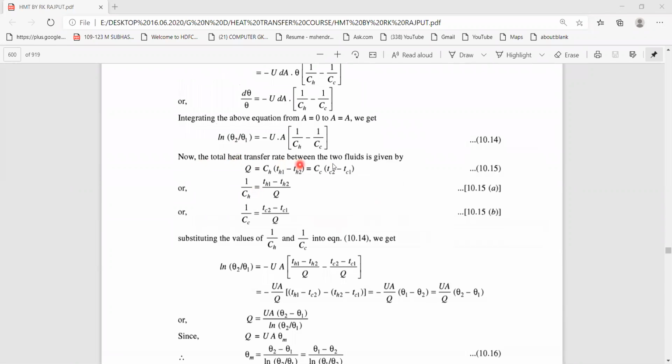Now the total heat transfer between the two fluids. This is a very important equation. Q equals Ch times (Th1 minus Th2), where Ch is the heat capacity of the hot fluid, which is the product of the mass flow rate of the hot fluid and the specific heat of the hot fluid. This is the total heat lost by the hot fluid while flowing from inlet to outlet. Similarly, the rate of heat energy received by the cold fluid is Q equals Cc into (Tc2 minus Tc1).